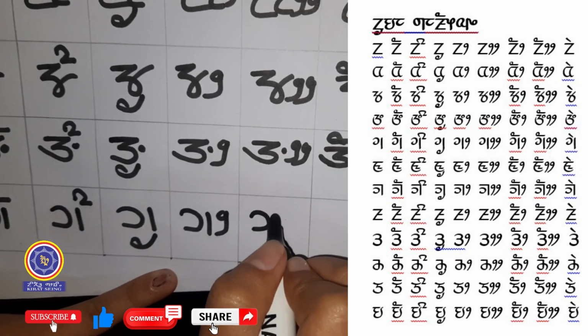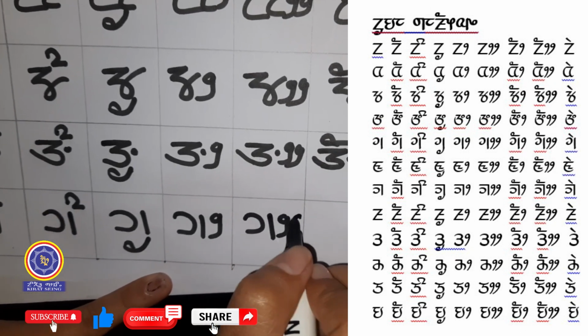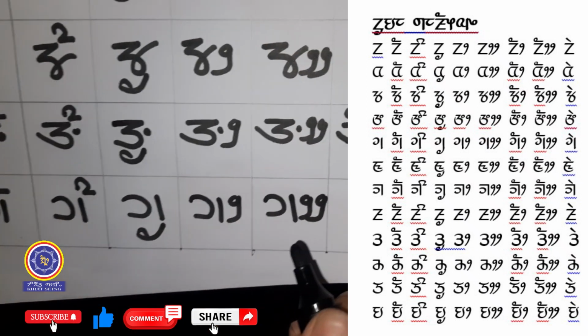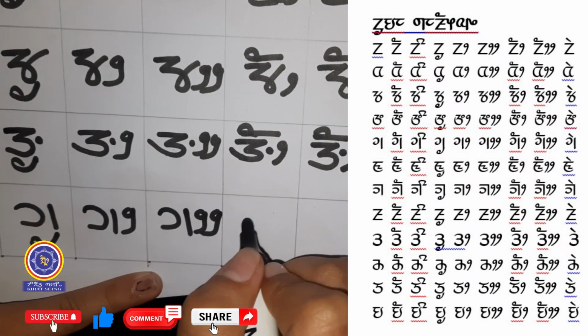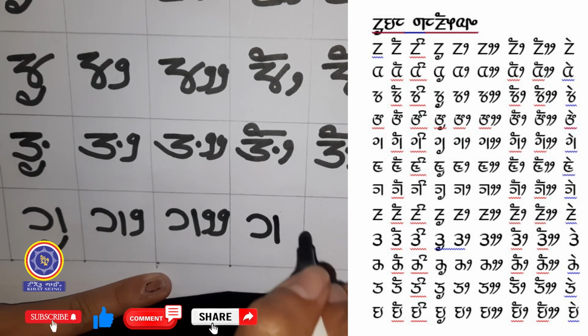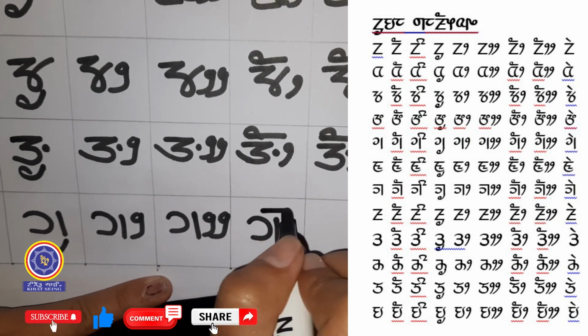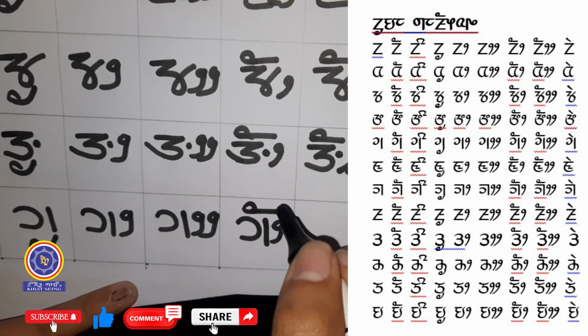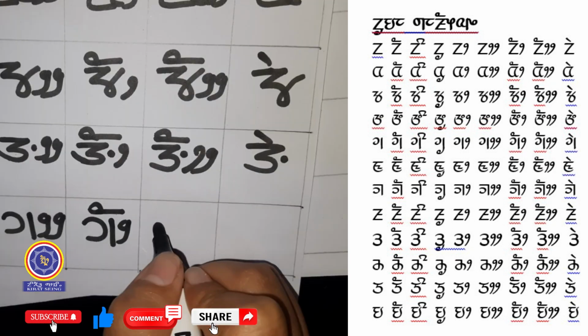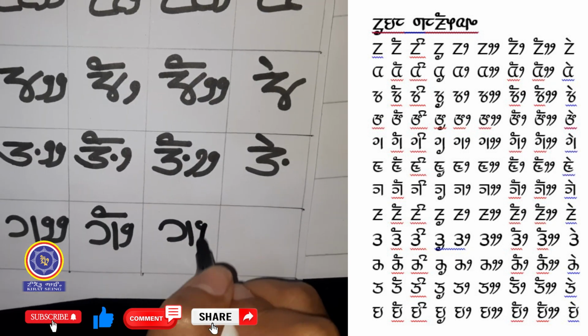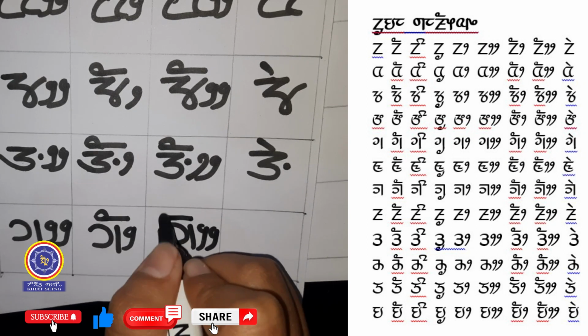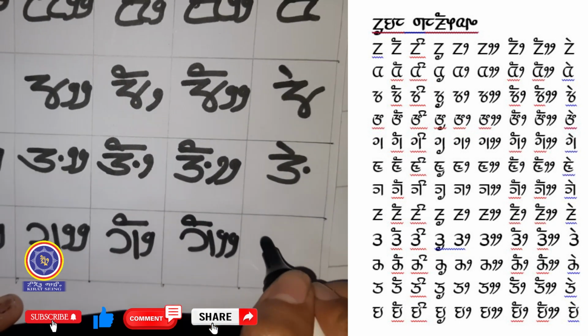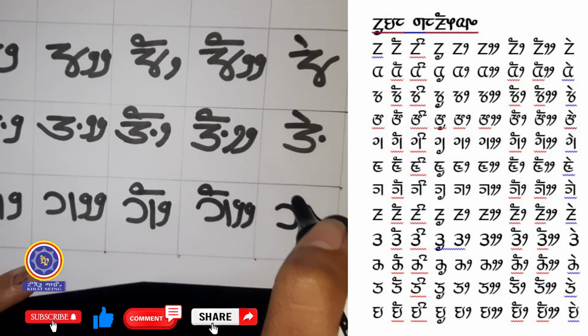And then write cha and add ainu, cha ainu chai. And then cha and add tummo, cha tummo cho. And then cha and add tummo, cha tummo cho. And the last cha pecha che.